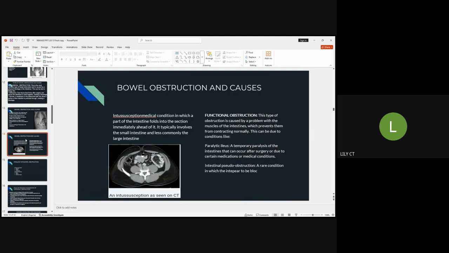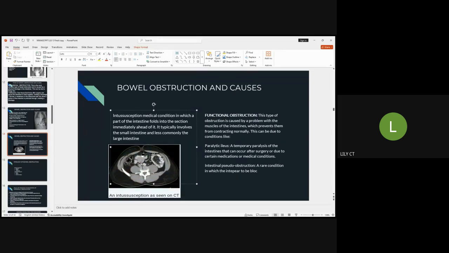And we also have intussusception, which is a medical condition in which a part of the intestine folds into the section immediately ahead of it. And it is common in children. It typically, most times, involves the small intestine and less commonly involves the large intestine. So here we have an image that shows intussusception.